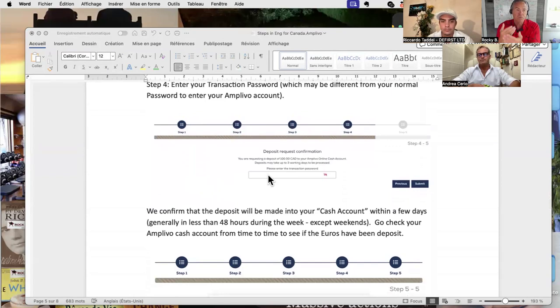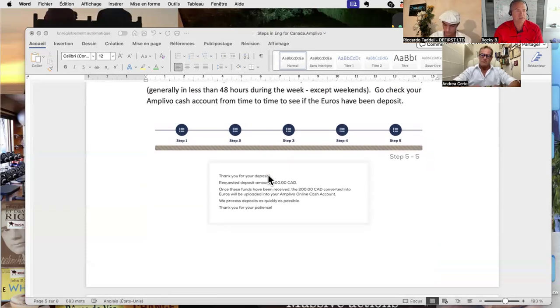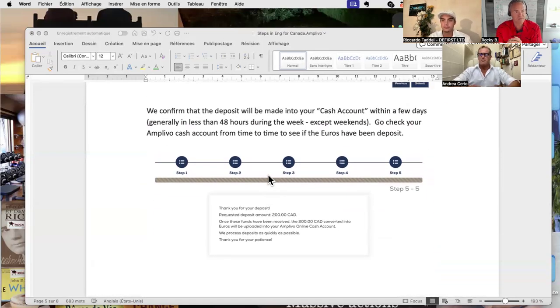The next step, you put your transaction password. Lots of people forgot their transaction password. So either they go back and reset their transaction password, or if they recall it, they put it in, and that's it, that's all. It's so easy. People will receive in less than a minute an email saying the process has started. Let's wait 2, 3, 4, 5 days. Usually it takes less than 48 hours.